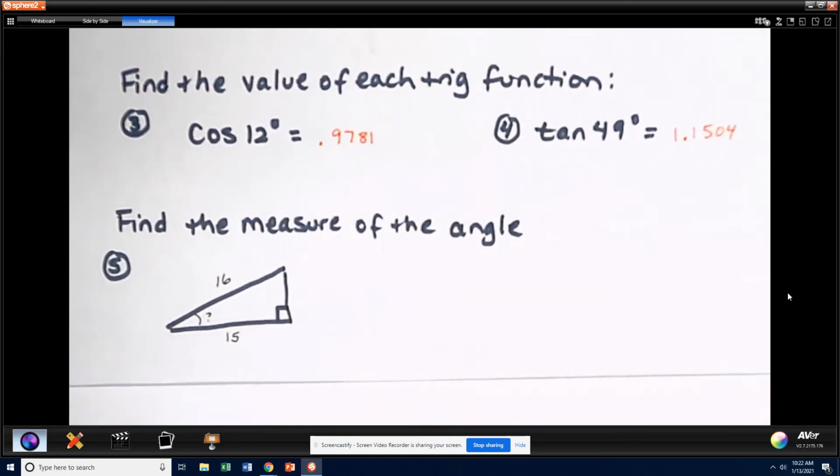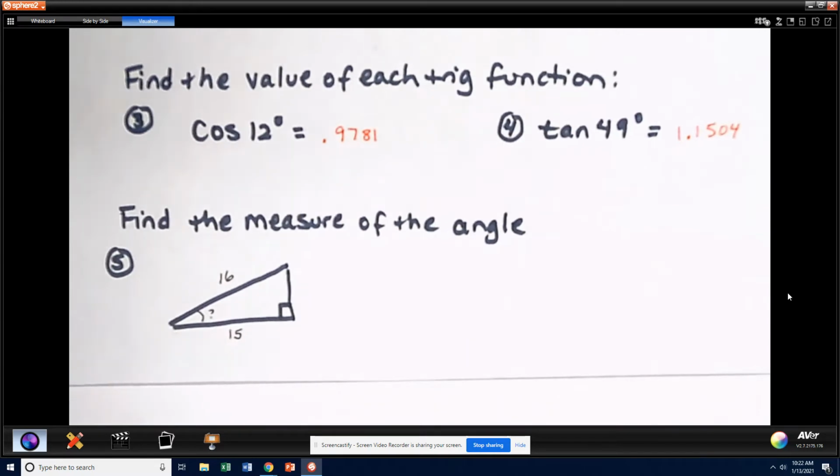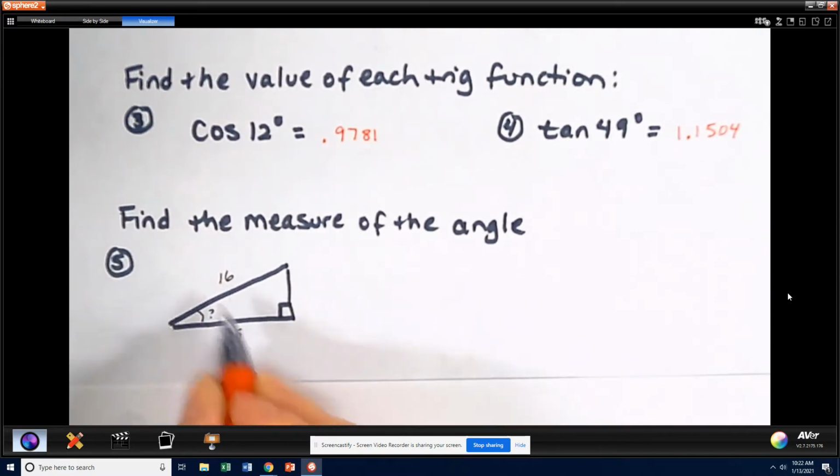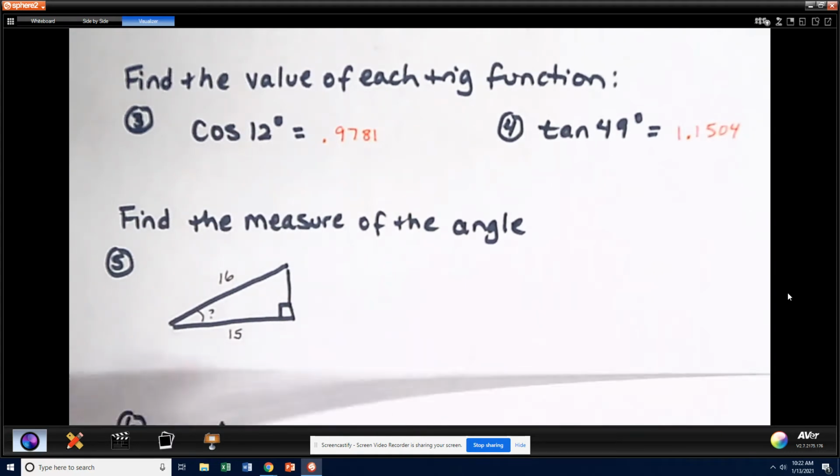I want to find the measure of that unknown angle. I know there's a relationship between that angle and the ratio of the sides. So the first step is going to be to look at that angle and the position of the other sides. These sides are adjacent to the angle and the hypotenuse of the triangle. Take a moment and think, which trig function uses adjacent and hypotenuse?